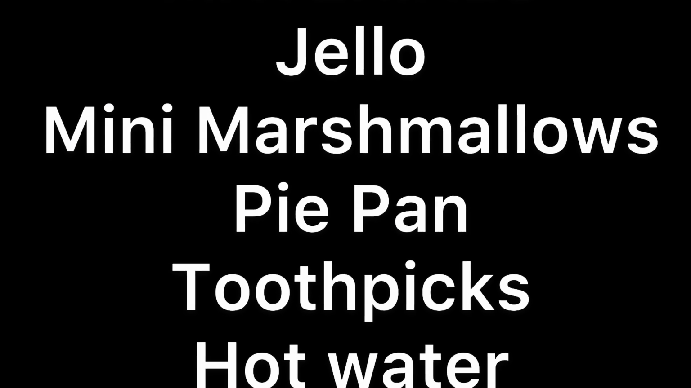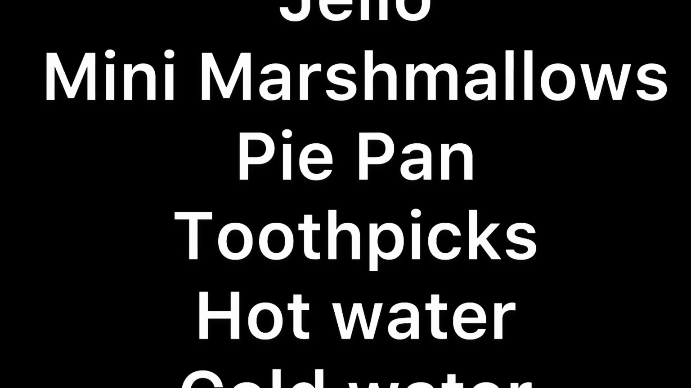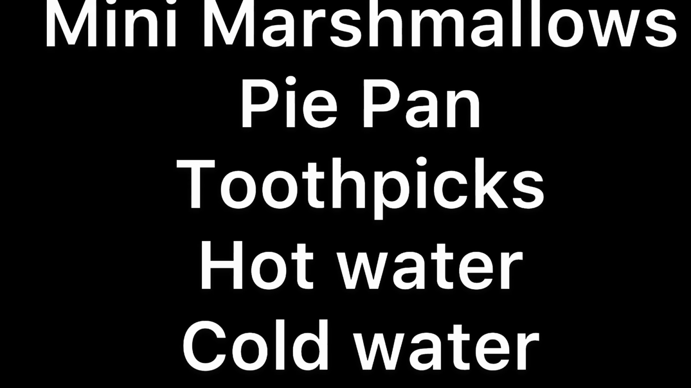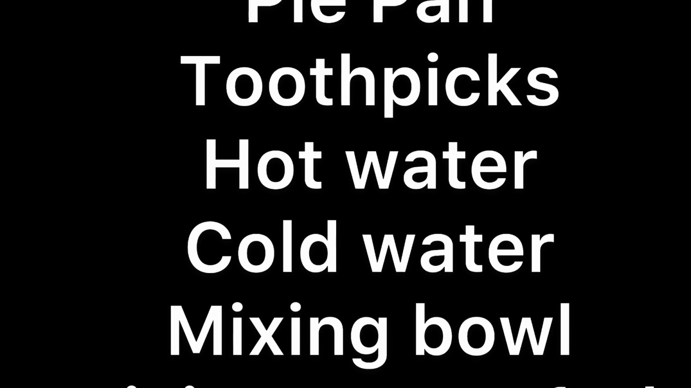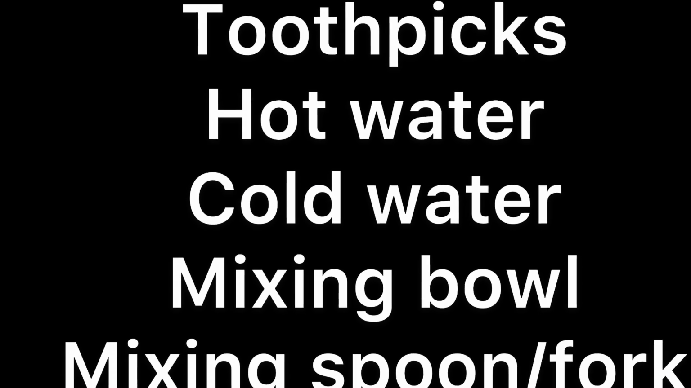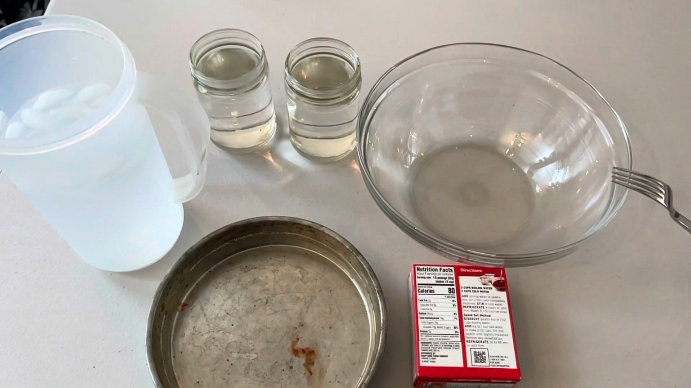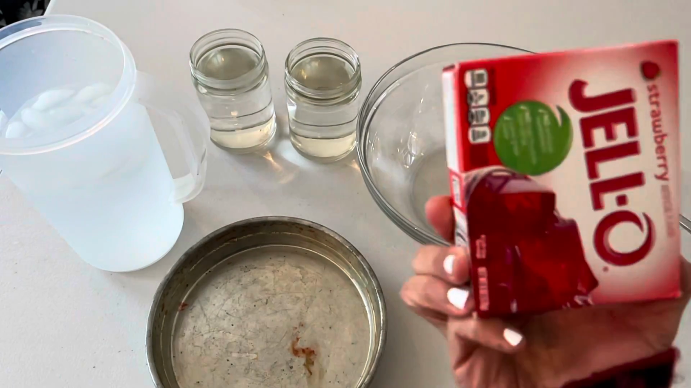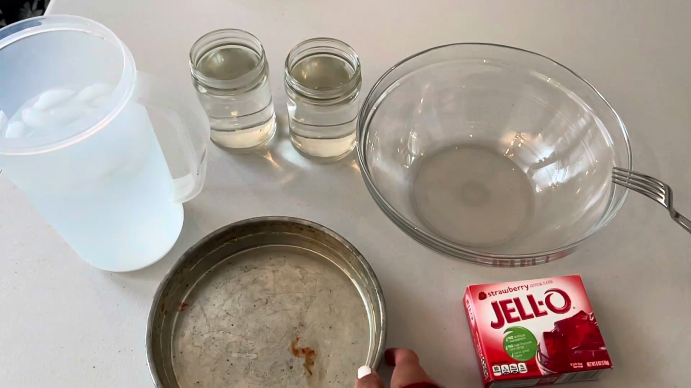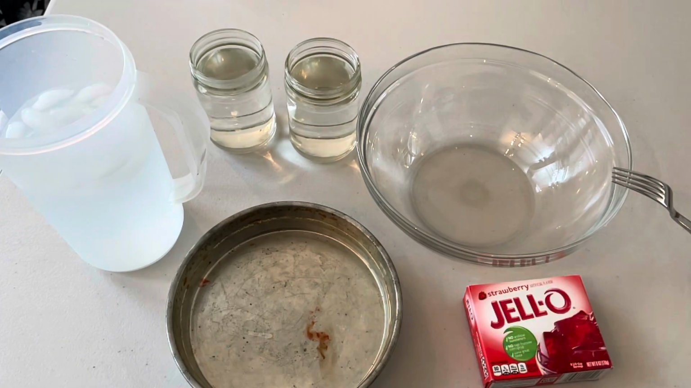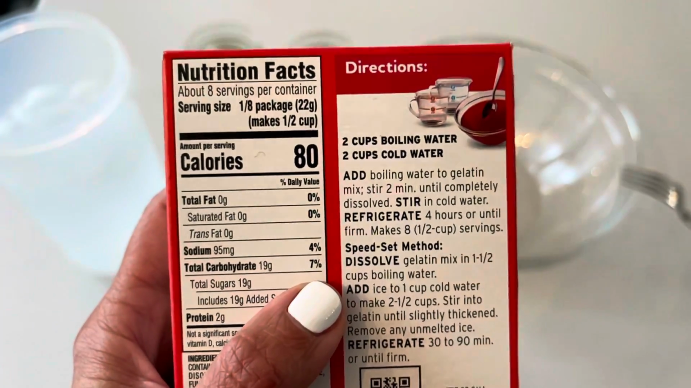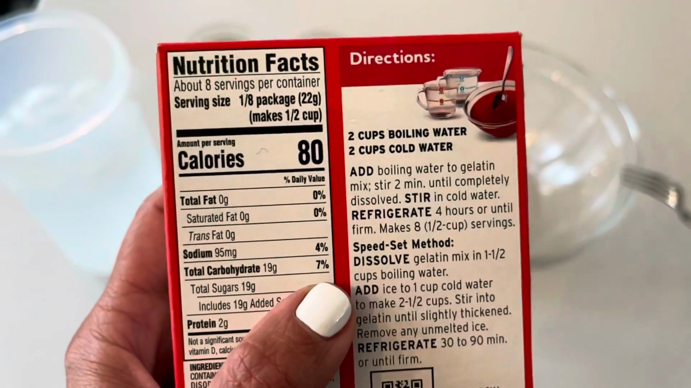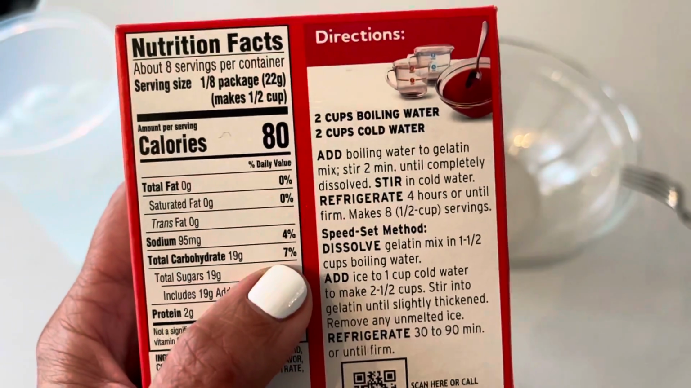For this lab, you will need 1 pack of Jell-O, mini marshmallows, a pie pan, toothpicks, hot water, cold water, a mixing bowl, and a mixing spoon or a fork. To make your earthquake table, you will need 1 pack of Jell-O, a pie pan, a mixing bowl and a mixing utensil, 4 cups of ice cold water, and 4 cups of boiling water. Now, if you read the back of this Jell-O box, you will see that we are doubling the amount of water to make sure that our earthquake table is nice and wobbly.